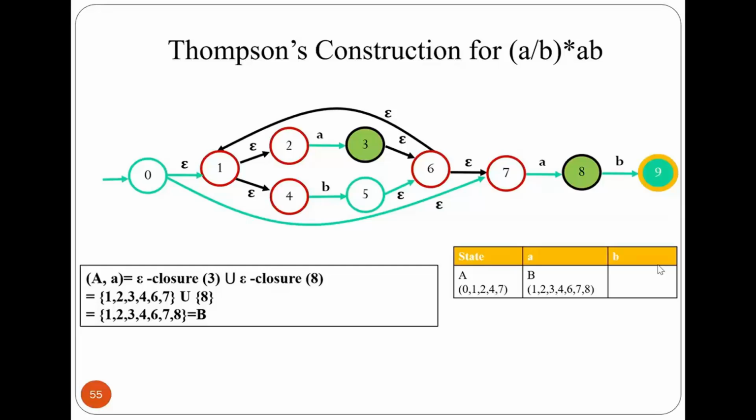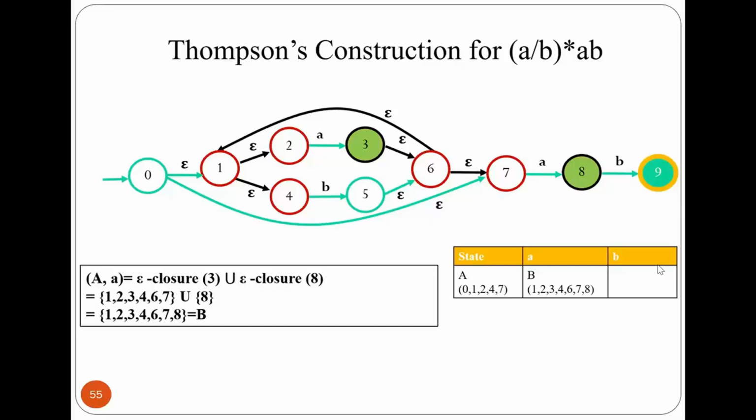No input, that means no A, no B. So what is the output I get corresponding to E closure 3? It is 1, 2, 3, 4, 6 and 7. I have marked them with black color. Now I take E closure of 8. 8 will itself be included, but I don't have any epsilon move, so it will be only 8. So E closure of 3 union E closure of 8 is 1, 2, 3, 4, 6, 7, 8.